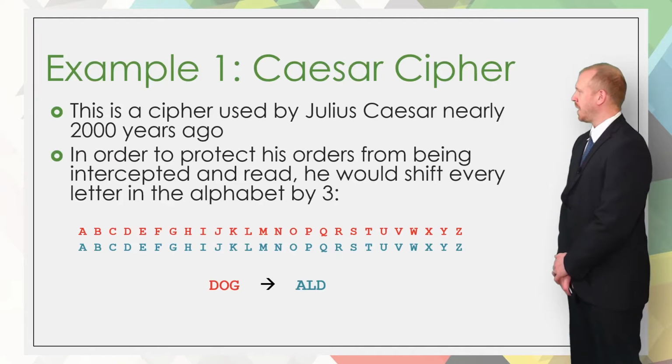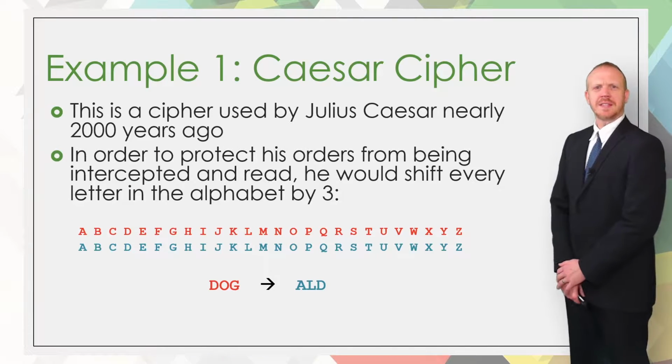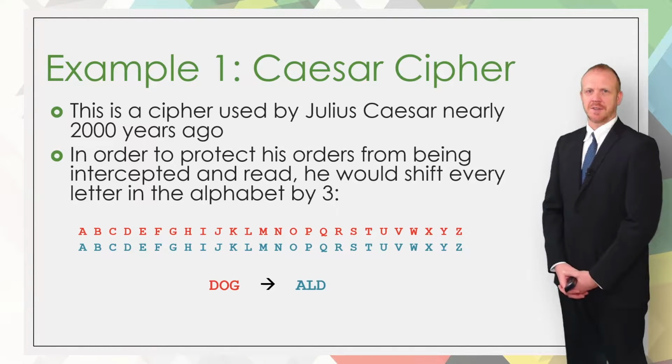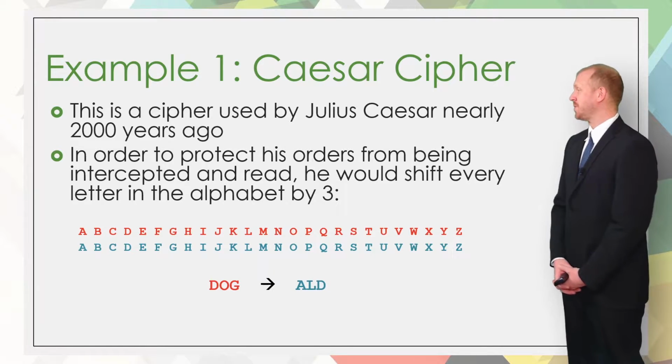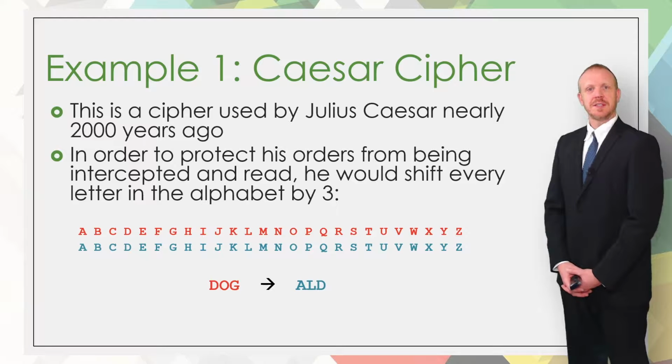All right, let's look at an example. This is an encryption called the Caesar cipher. It's one of the most well-known, and it was in use nearly 2,000 years ago when Julius Caesar used it to send information to his generals.